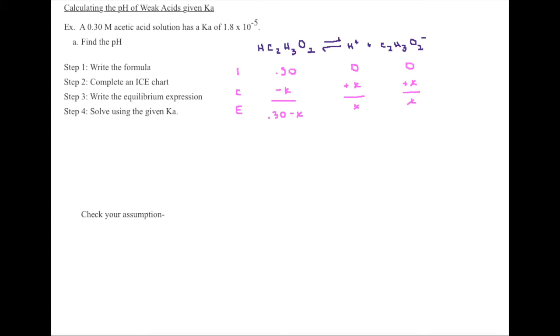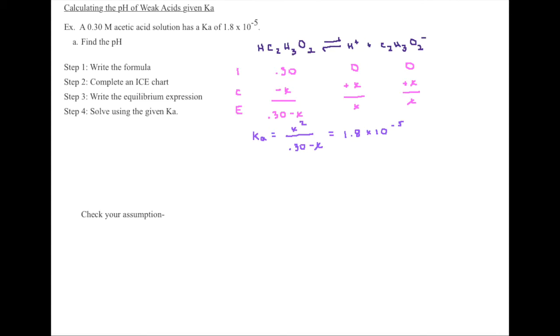The next thing I need to do is write my equilibrium expression. Well, I know that Ka equals x times x, so that's x squared, all over 0.30 minus x. Now I need to solve using Ka. Well, I know that Ka is 1.8 times 10 to the negative fifth. And if you have an equilibrium constant that is that small, we're going to make an assumption.